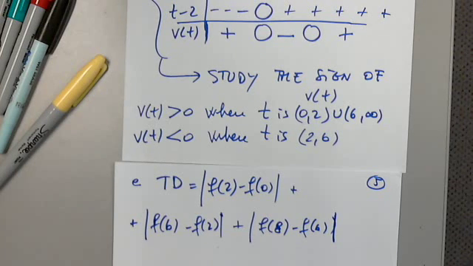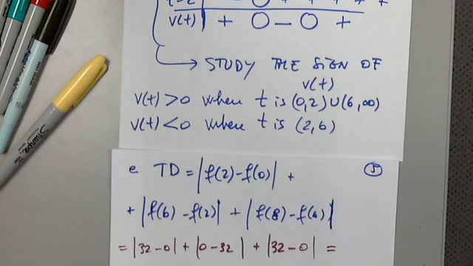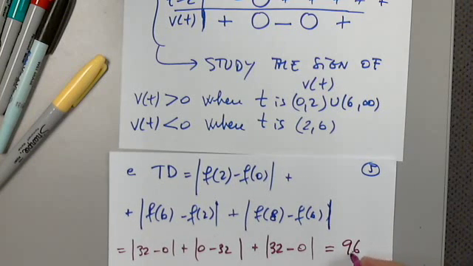So the first distance will be F of 2 minus F of 0, which will be 32 minus 0, plus F of 6, which is 0, minus F of 2, and plus F of 8, which is 32, minus F of 6, which is 0. So it's 32 plus 32 plus 32, which is 96.